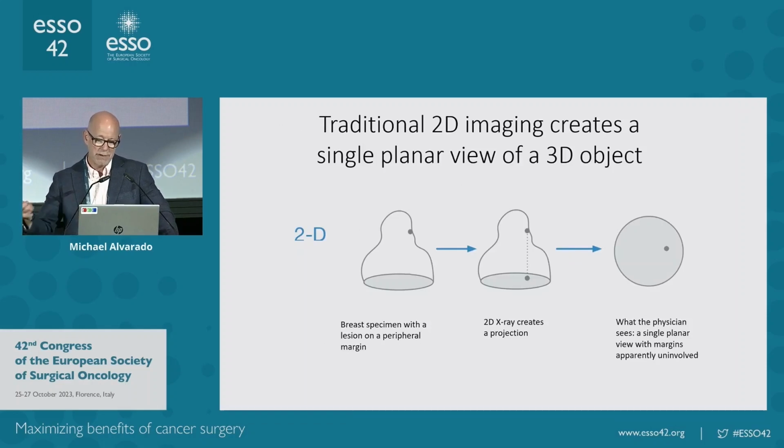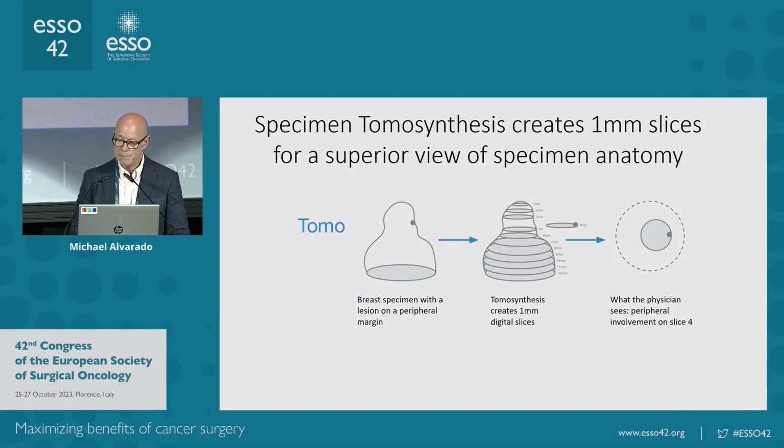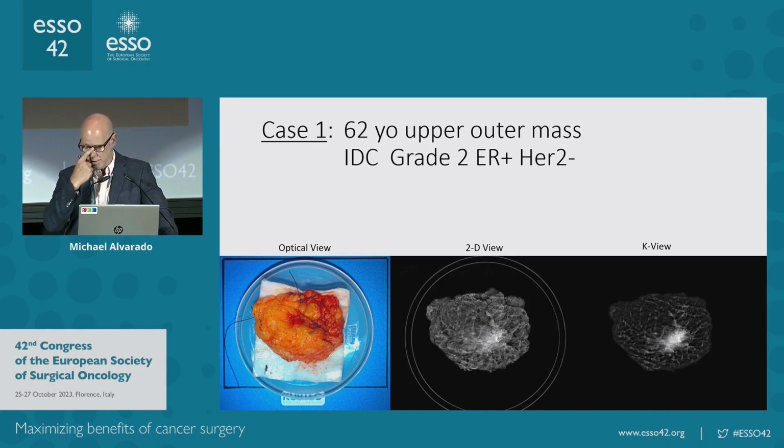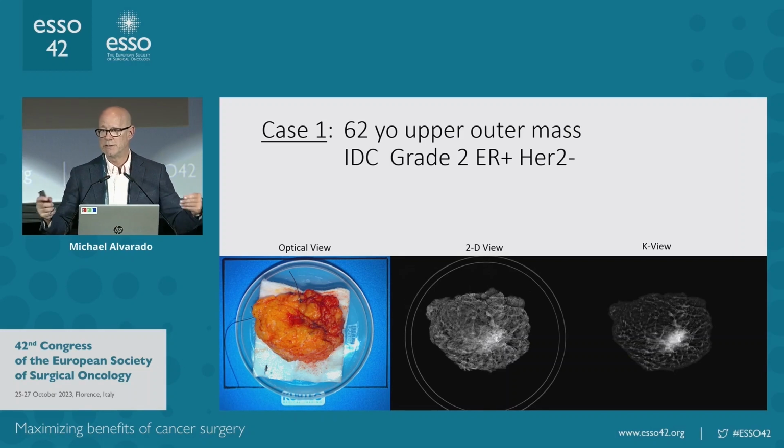You've seen this already from Ash, and this really shows the concept of moving through the specimen and not just seeing it for the 2D object that it would be. So just some of our cases that I'll just share some images as well. So here is a 62-year-old with an invasive ductal. And again, the great thing is when you put it in the machine and you get your images, you get the optical view, which is kind of the standard view, which you can kind of think about what it looks like when you took it out.